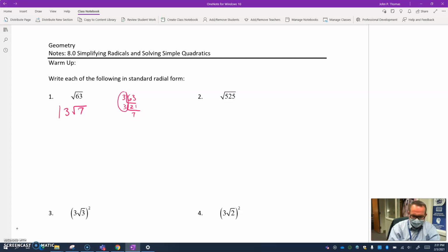All right, again, the 3 could come out front because it was really a root 9 underneath. All right, so there's the first one. 3 root 7 would be an exact answer. So if I ever ask for exact answers, I'm looking for something like that. I'm not looking for a decimal.